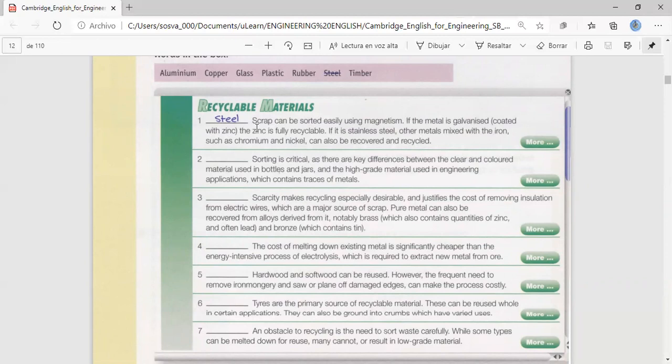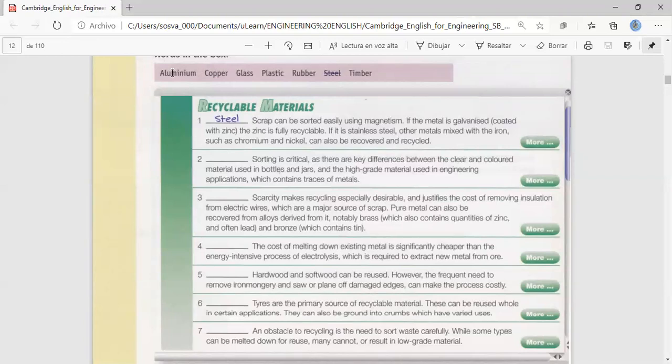It says, a scrap can be sorted easily using magnetism. If the metal is galvanized, coated with zinc, the zinc is fully recyclable. If it's stainless steel, other metals mixed with iron, such as chromium and nickel, can also be recovered and recycled. As they're talking about scrapping cars, which are made of steel, that's why they use steel. So you need to think about the description. Okay, number 2, please read it.